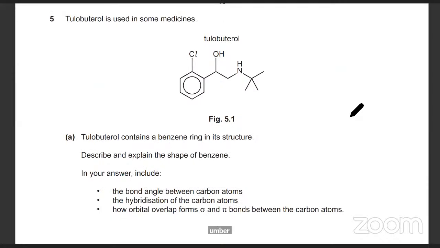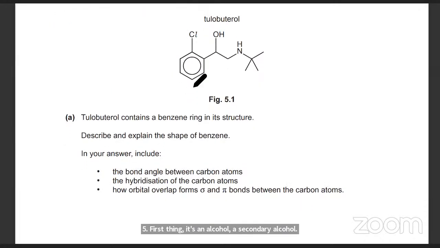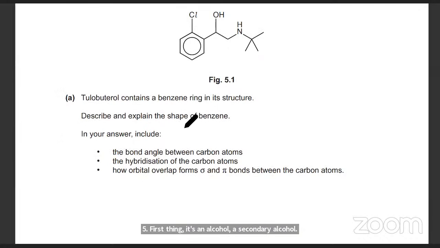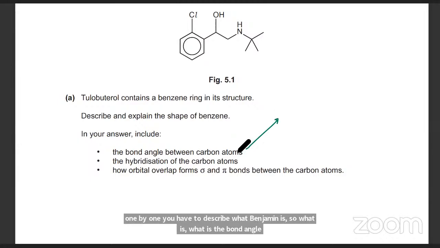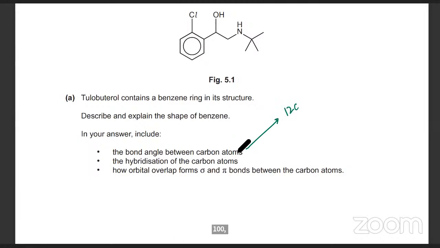First thing, it's an alcohol, a secondary alcohol, it's an amine, it's a chlorobenzene. Okay, so this molecule. Describe and explain the shape of benzene, and your answer should include the bond angles between the carbon atoms. So one by one, you have to describe what benzene is. So what is the bond angle in benzene? 120. Okay, that's 120. What is the hybridization? sp2. Okay, that's sp2.